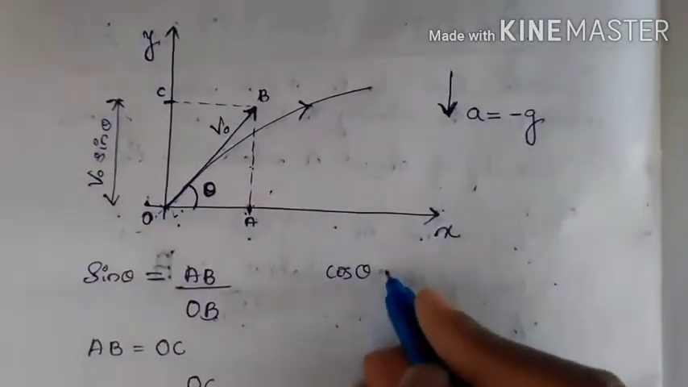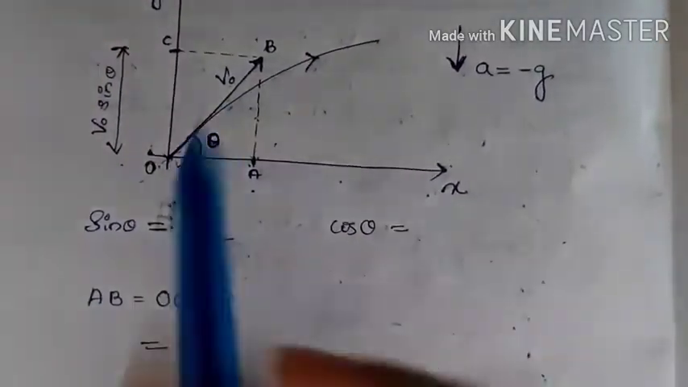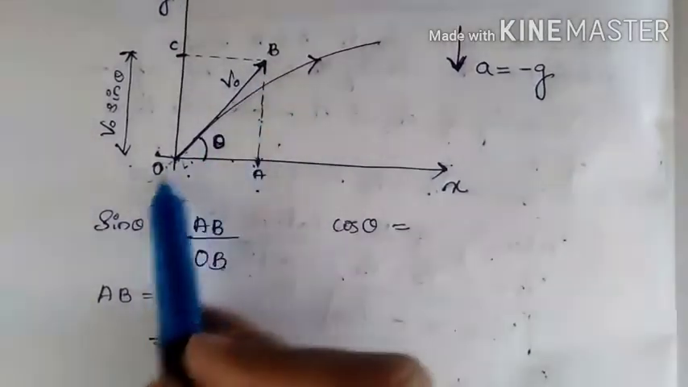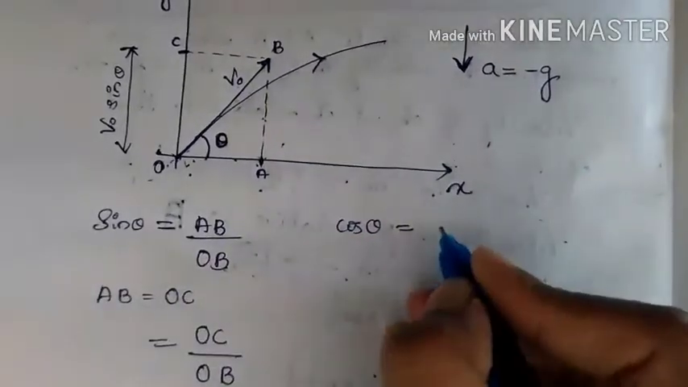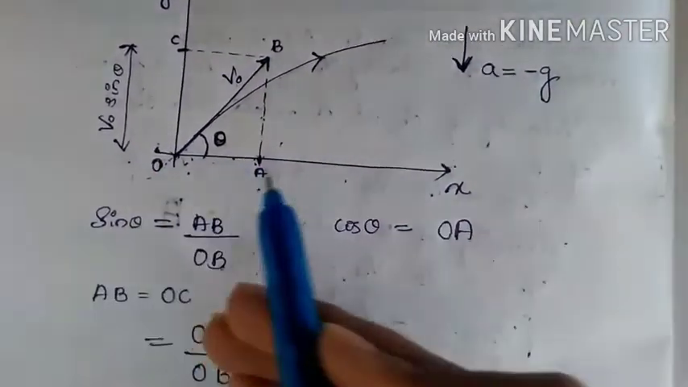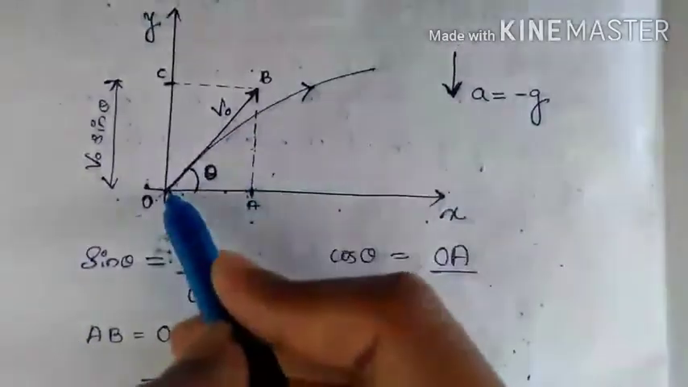Now cos theta. Cos theta is adjacent divided by hypotenuse. So the adjacent side of triangle OAB is OA. So this is the adjacent side. OA divided by OB.